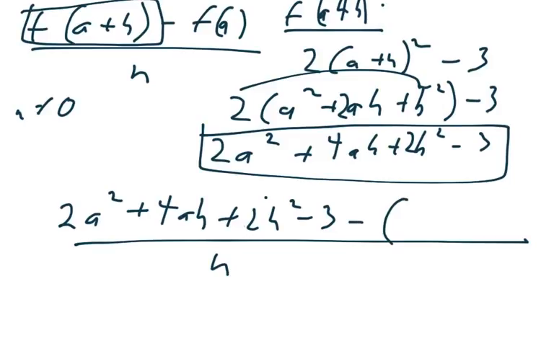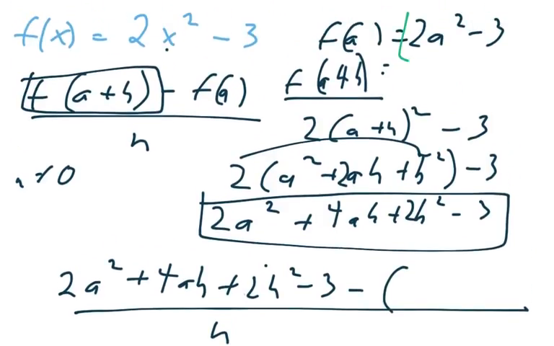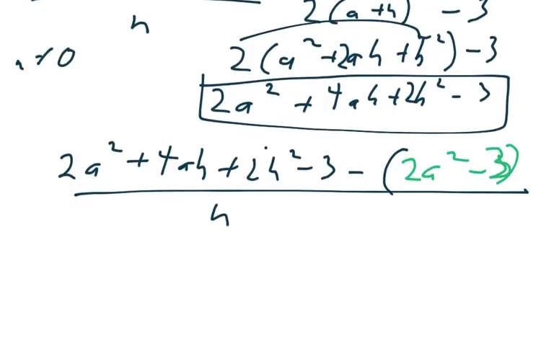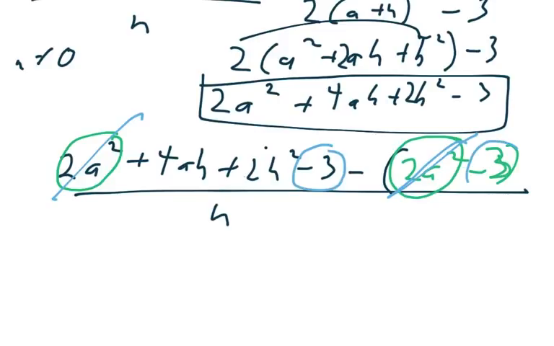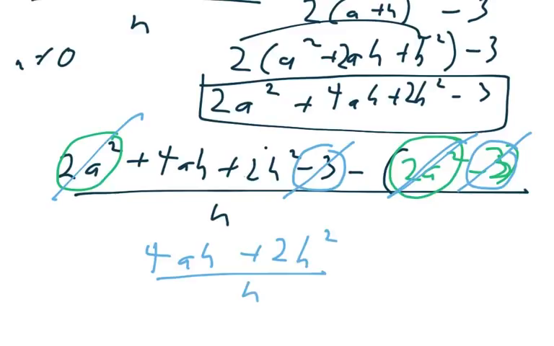Minus the first part, which was this part in green, 2a squared minus 3. So what's normally going to happen in a problem like this if we do it right? Here I have 2a squared minus 2a squared, so cross them out, because they cancel. Here I have negative 3 minus negative 3, so those guys cancel out. So we're left with 4ah plus 2h squared over h.